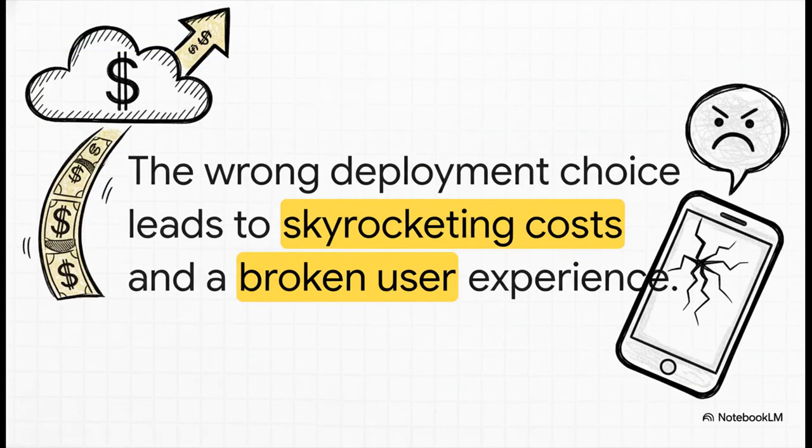And listen, the stakes here could not be higher. Picking the wrong deployment pattern, that's not just some small technical mistake. No, it's a full-on business catastrophe just waiting to happen. We're talking about literally burning through your cloud budget with clunky, inefficient infrastructure. Or even worse, delivering an app that's so painfully slow, your users just give up and leave. It's a really big deal.